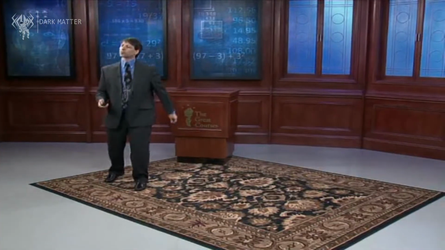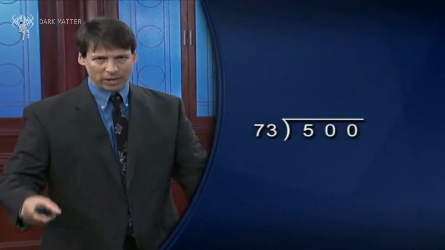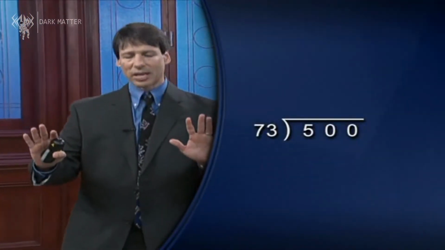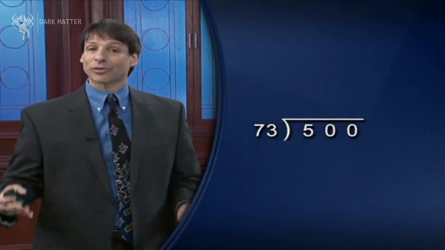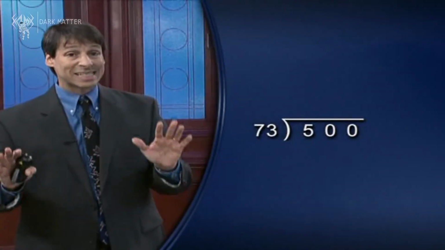Now let's consider the problem 500 divided by 73. Okay, so first we have to ask, how many times does 73 go into 500? It's natural to guess 7.